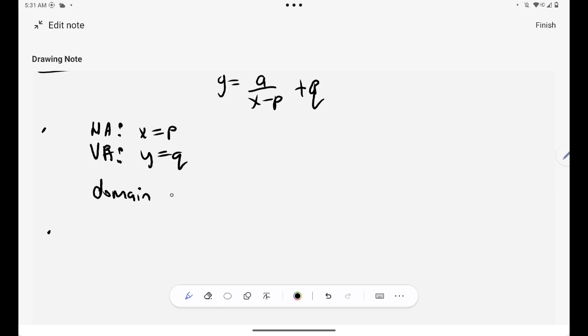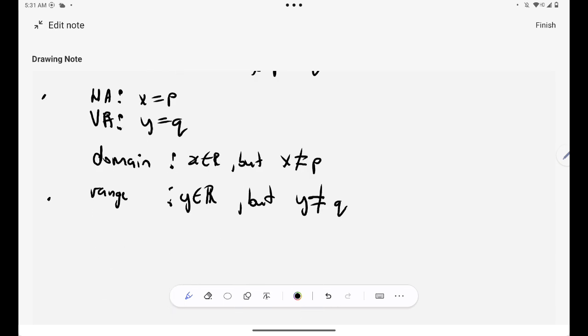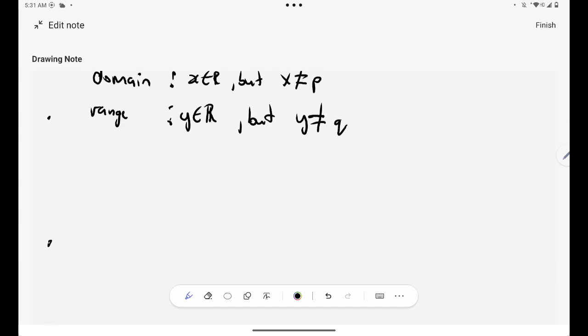The domain of your graph. All you need to do, you can just say x is an element of real numbers, but x must not be equal to p. Right, together. And then for your range, simply say y is an element of real numbers, but y must not be equal to q. Are you together?